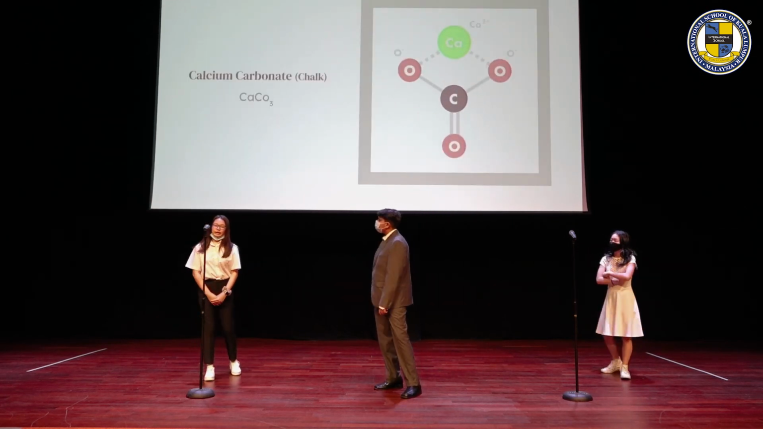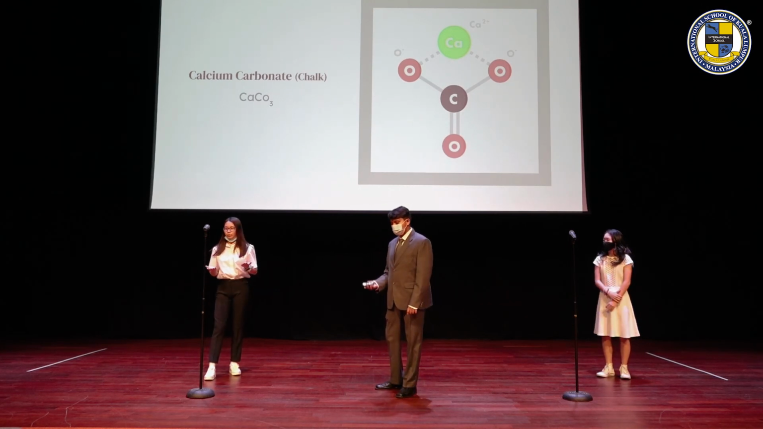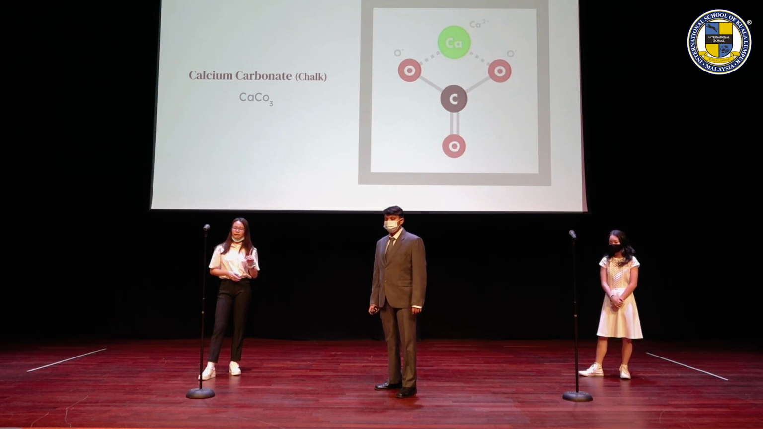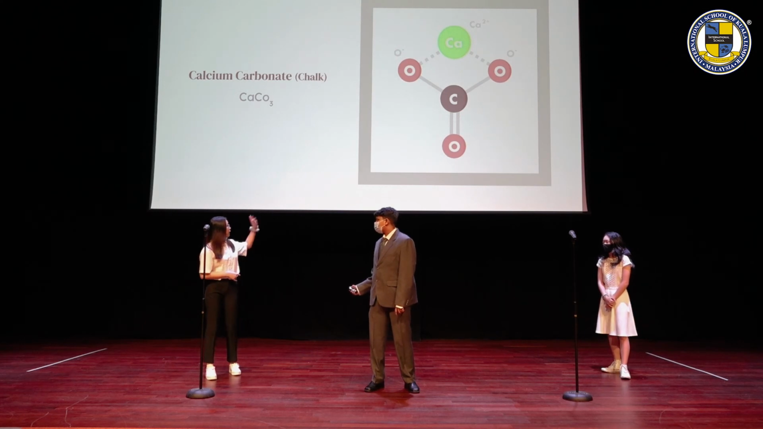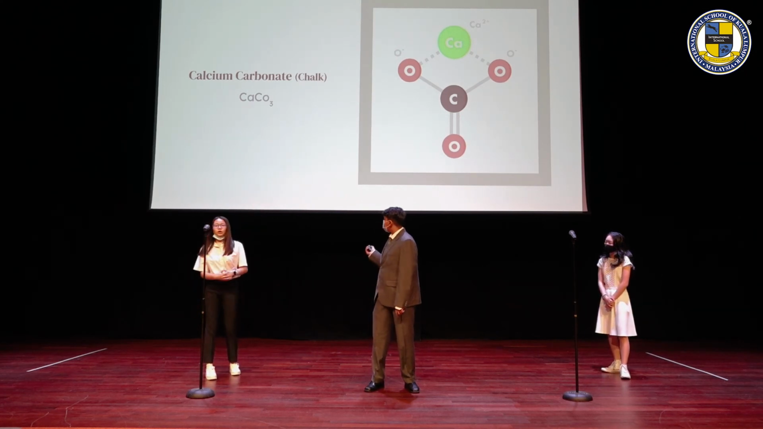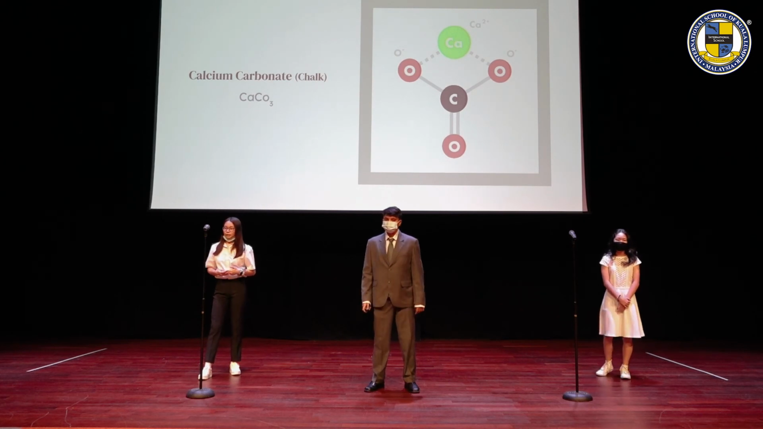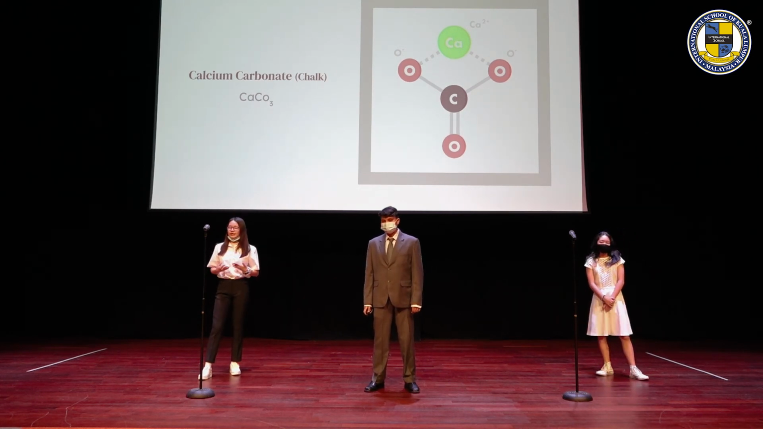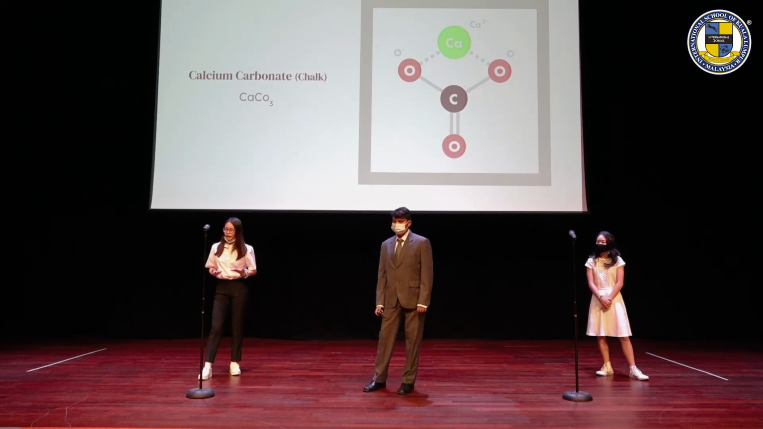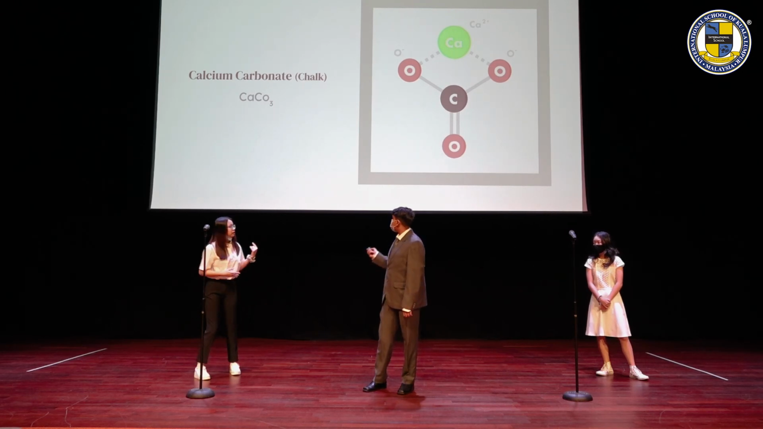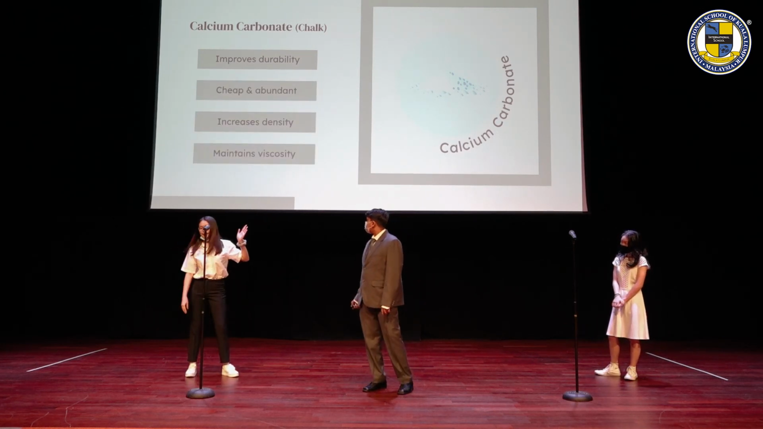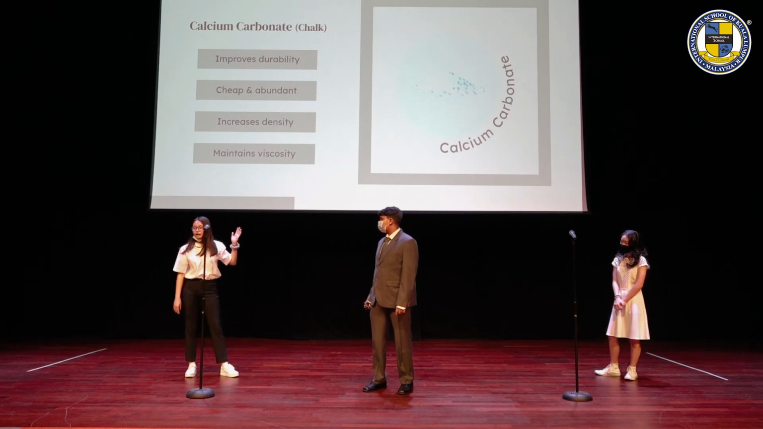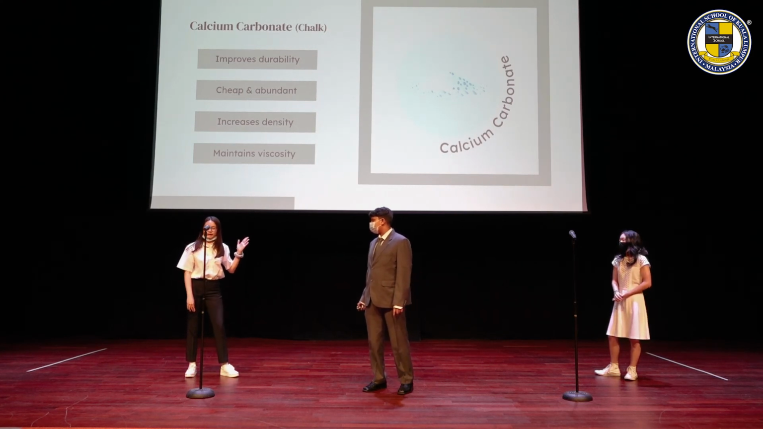Calcium carbonate is a chemical that's commonly found in plastics and polymers as a filler, and it has one double bond and two single bonds. It also has ionic bonds, as seen on the diagram here. A double covalent bond requires a high amount of energy to break, which means that it is able to withstand force without breaking apart, hence increasing the durability and hardness of our brick. Calcium carbonate is also cheap and abundant, and it increases density as it acts as a filler, and it also maintains viscosity, which refers to the product's resistance to water.